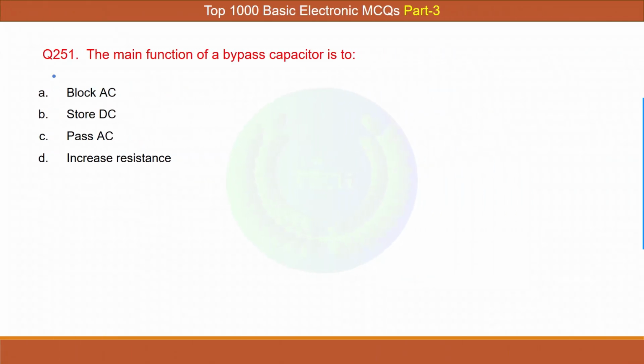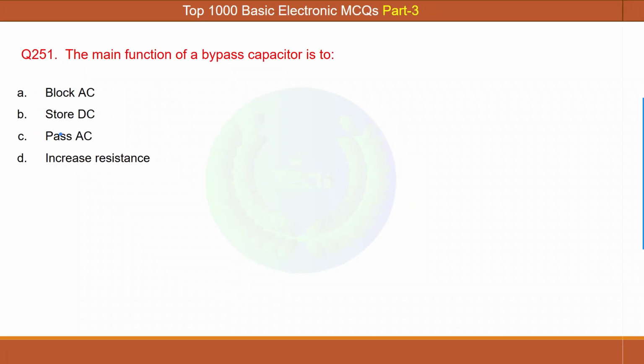Next question, question number 251. The main function of a bypass capacitor is to option A, block AC, option B, store DC, option C, pass AC, option D, increase resistance. The answer is option C, pass AC.